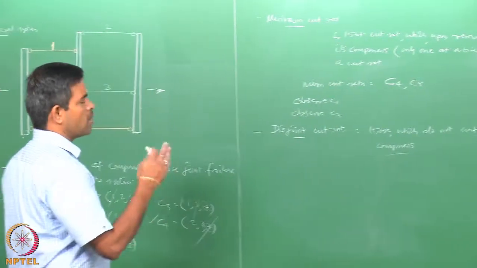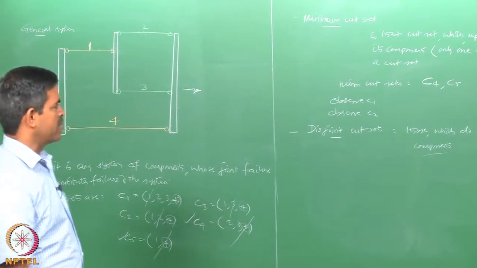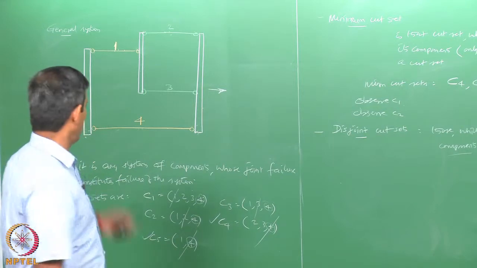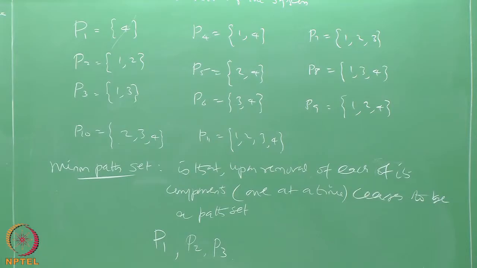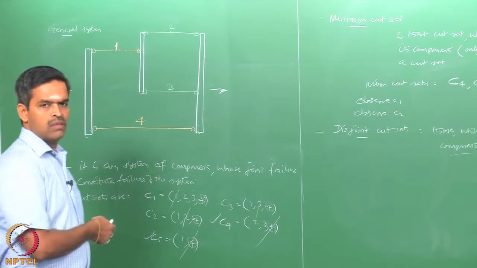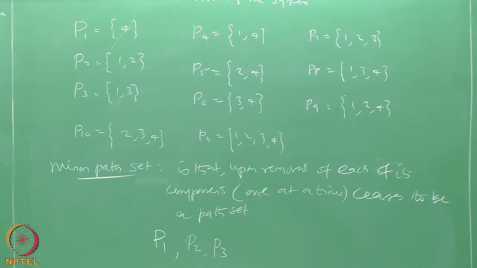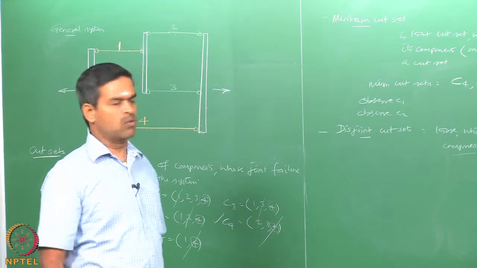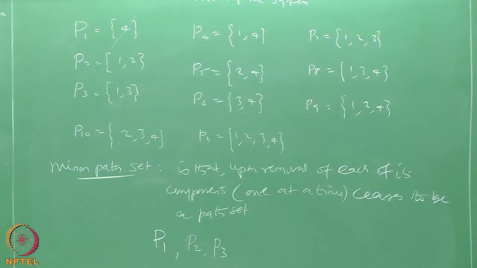Okay. Let us look at P4. If you remove 1, it does not matter because 4 is connecting. Look at P5, if you remove 2 from P5, still 4 is existing, so connected. If you look at P6, 3 and 4, if you remove 3, 4 is still connected. If you look at P7, 1, 2 and 3, if you remove 3, 1 and 2 are connected. If you remove 2, 1 and 3 are connected, so no problem. Look at P8, 1, 3 and 4, if you remove 3, 1 and 4 are still connected.